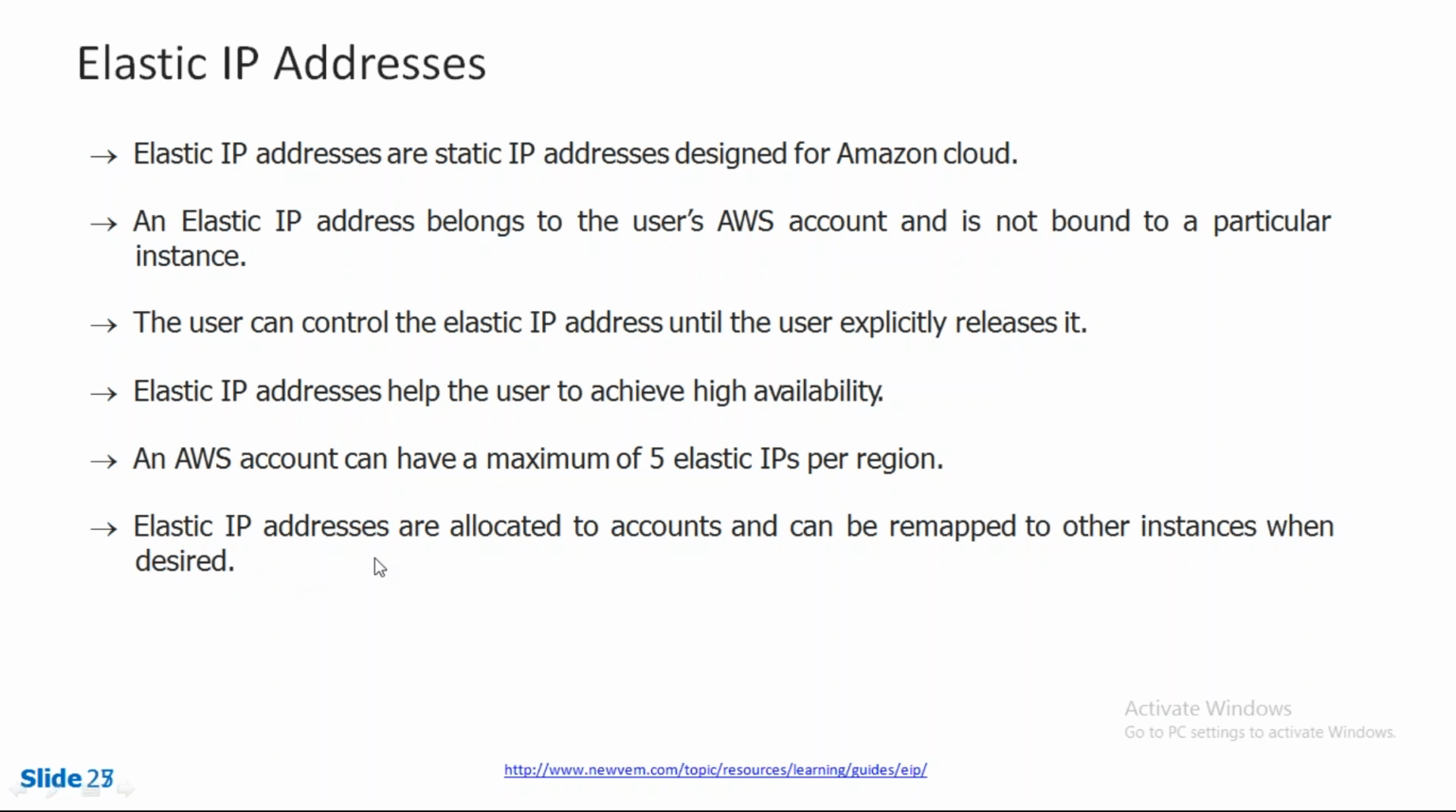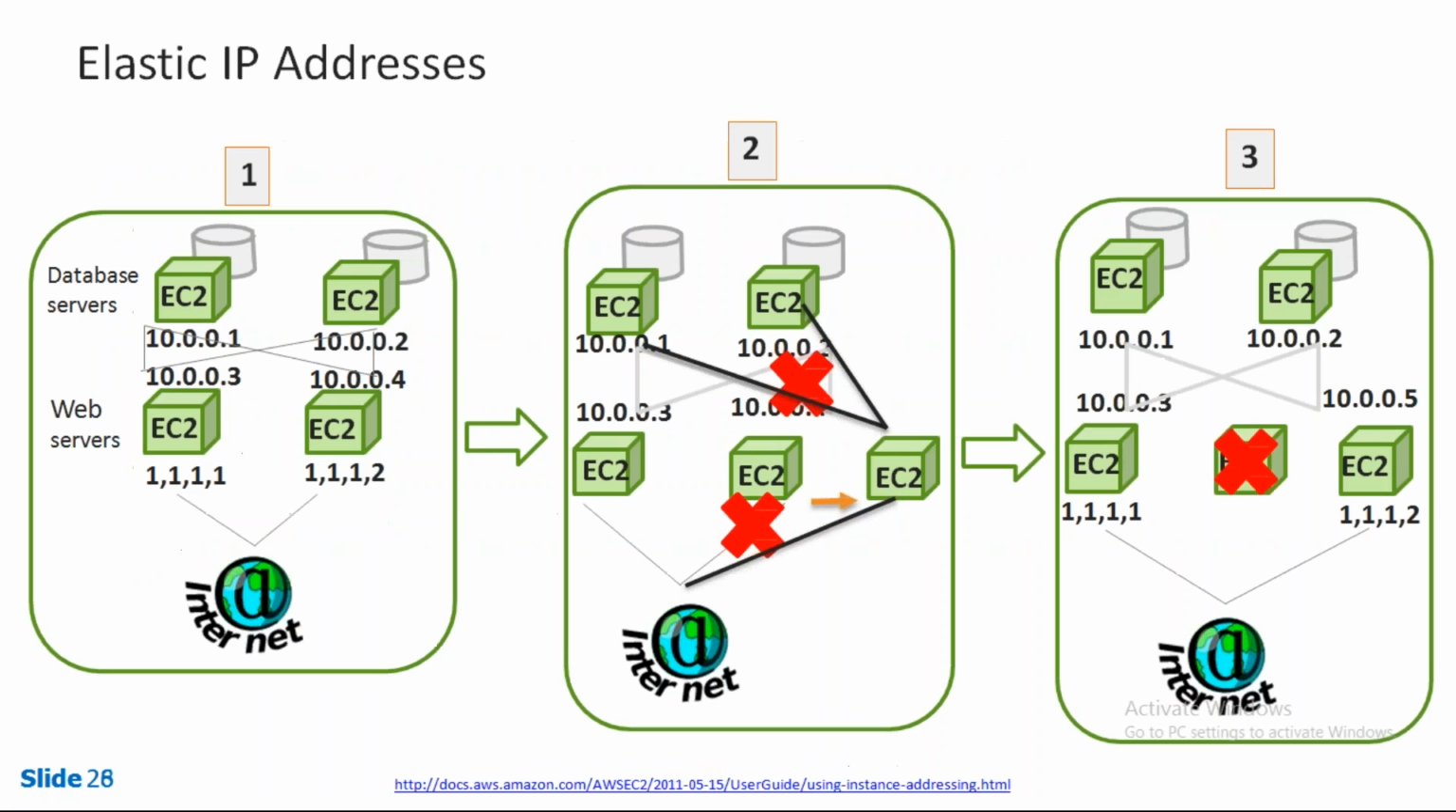Elastic IP addresses are allocated to accounts and can be remapped to their instances when desired. So whenever you want, you create an elastic IP, you associate it with the instance, and when you do not want it, you disassociate it, then release it. Releasing is nothing but deleting it whenever you are not using it. So these are the things about elastic IP addresses.